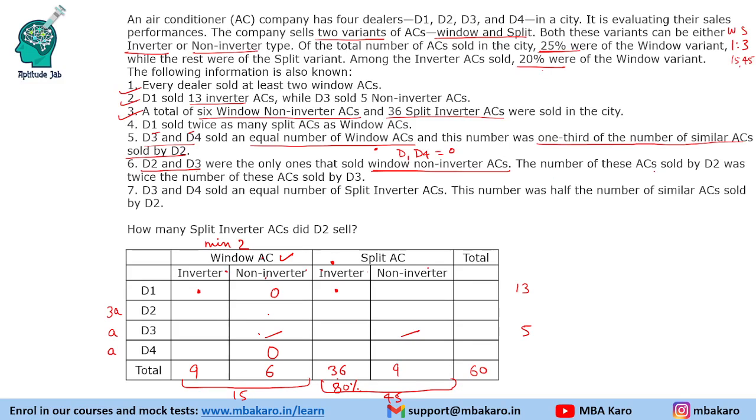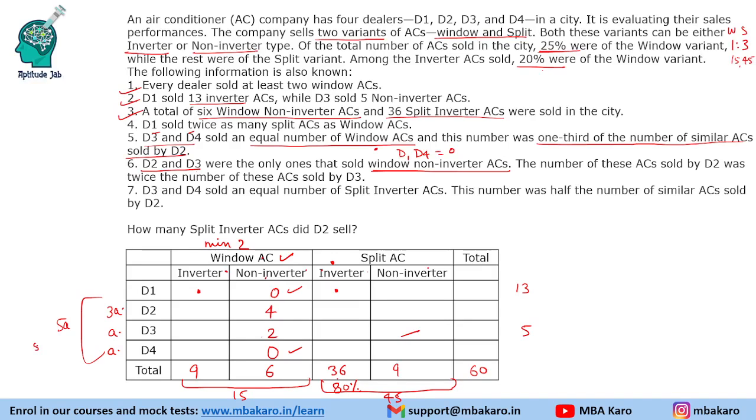The number of these ACs sold by D2 was twice the number of ACs sold by D3. So D2 is selling double of these ACs, right? So let's say it is B and 2B. Okay, so the rest of the two values are 0 and this is twice. So it clearly gives us this number is 2 and this is 4. Okay, now we need to find that this is A, this is A, this is 3A. So total is 5A, right?